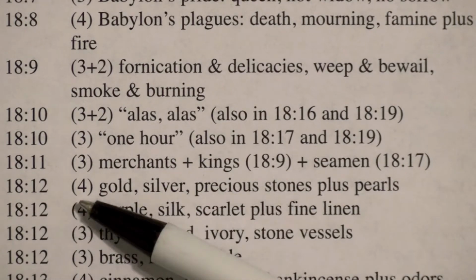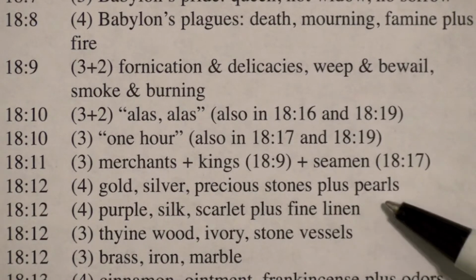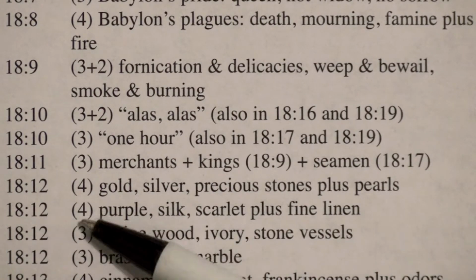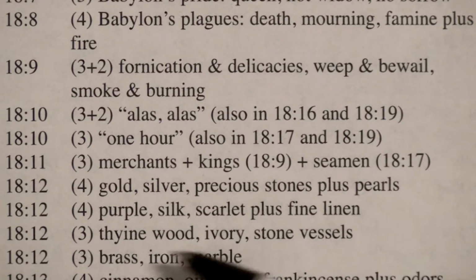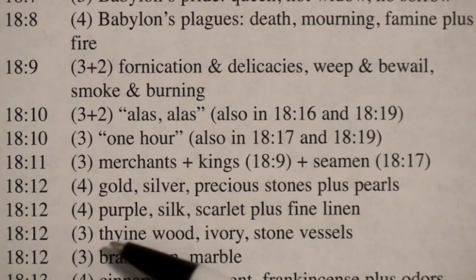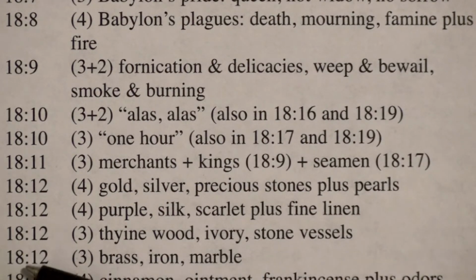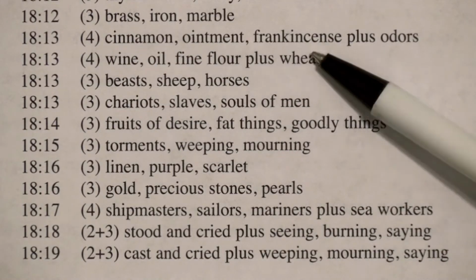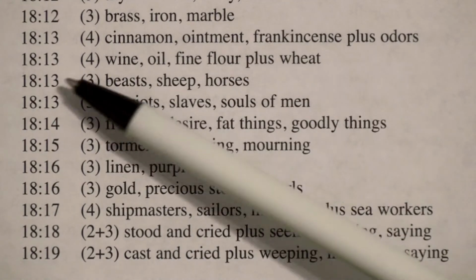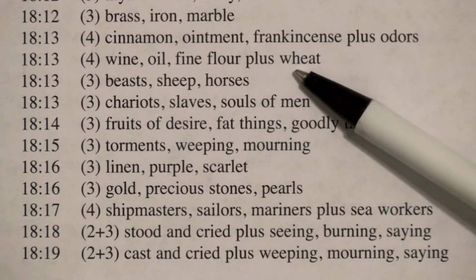Verse 12, 4, gold, silver, precious stones, plus pearls. Verse 12, 4, purple, silk, scarlet, plus fine linen. Verse 12 again, 3, thyine wood, ivory, stone vessels. Verse 12, 3, brass, iron, and marble. Verse 13, 4, cinnamon, ointment, frankincense, plus odors. Verse 13, 4, wine, oil, fine flour, plus wheat.